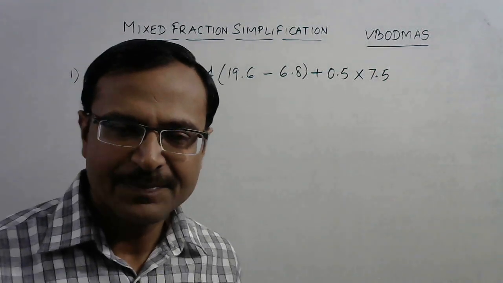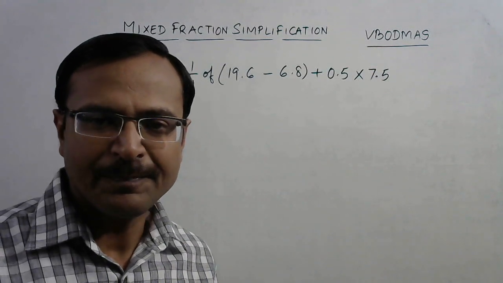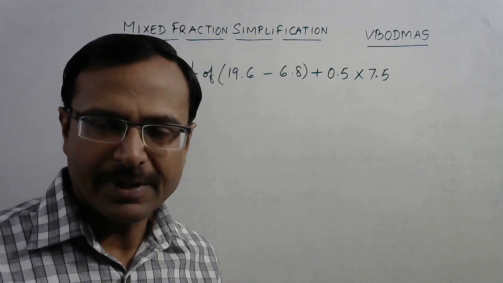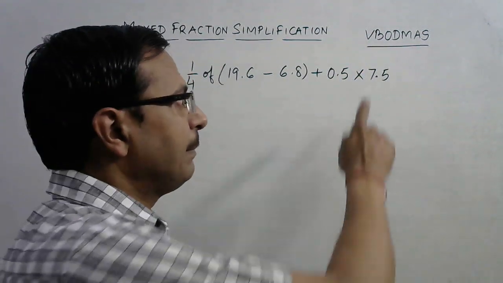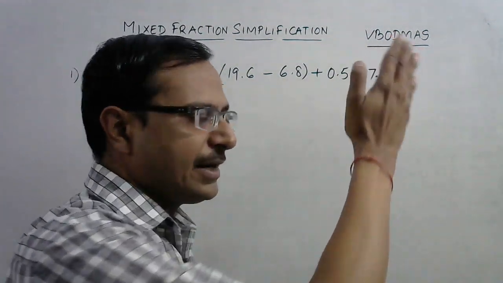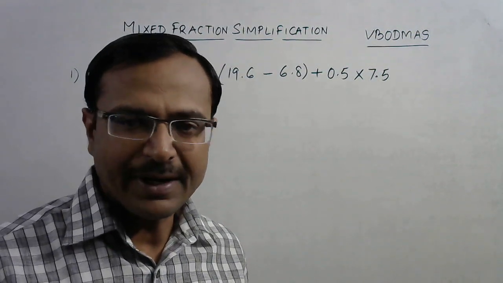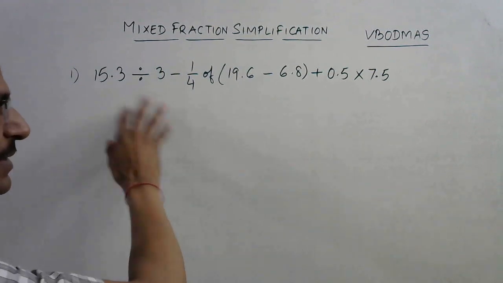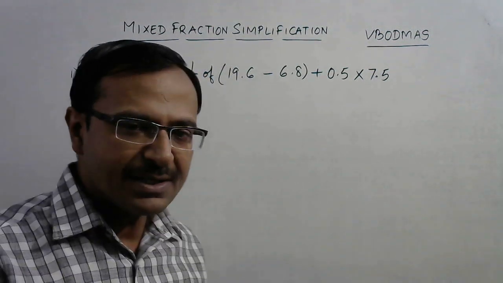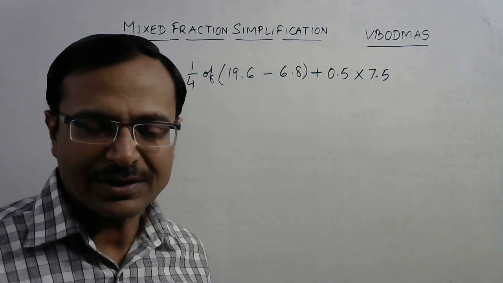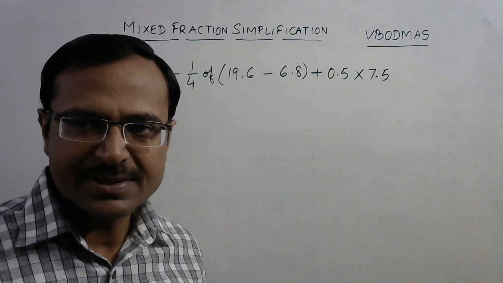Hello dear friends, in this video I shall take up some simplification problems using the rule of VBODMAS, that is vinculum, the symbol of bar, bracket, of, divide, multiply, add and subtract. That is the sequence of operations we need to follow to simplify questions like this. Now I have written the topic as mixed fraction because I want to apply this VBODMAS on mixed fractions. But first of all, we should try and understand how VBODMAS has to be applied.